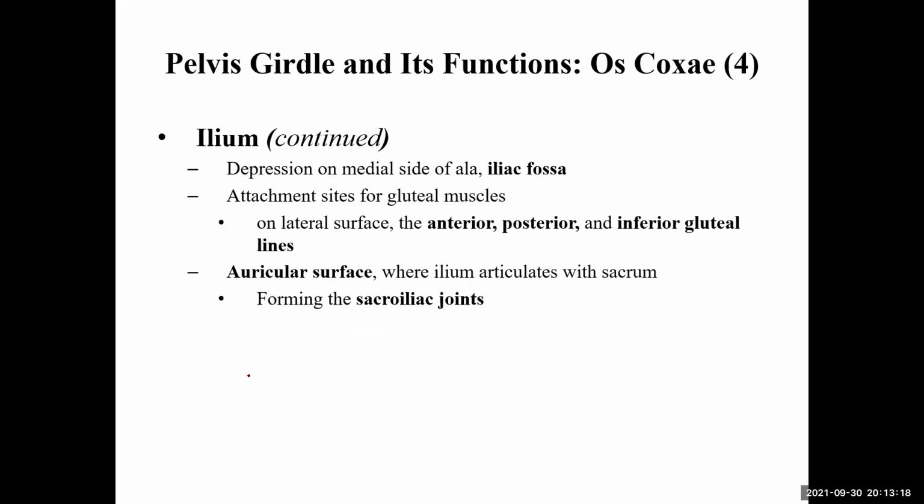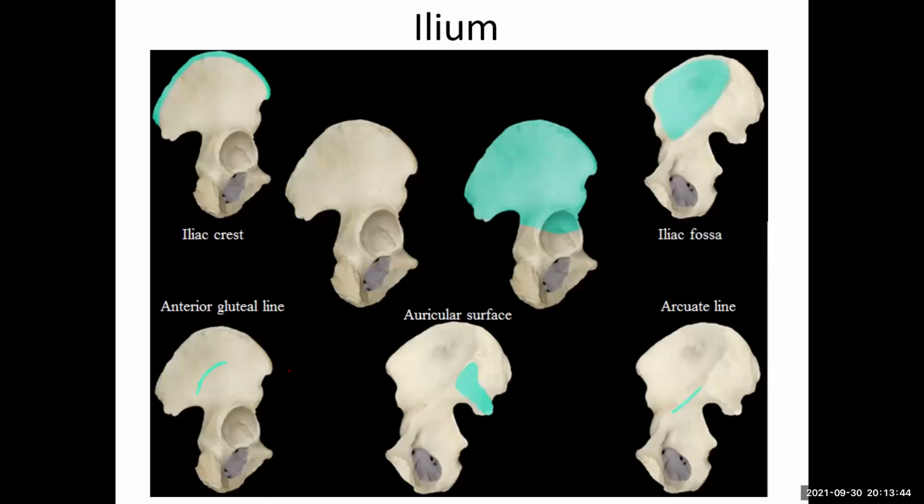On the medial side of the ilium, you're going to have a structure called the iliac fossa, and that is where we'll see some gluteal muscles attach, some of the muscles of your rear end. We'll also see an auricular surface there, and that is going to articulate with the sacrum to make your sacroiliac joints. So here's the iliac fossa right here. Then we have our auricular surface that articulates with the sacrum to make the sacroiliac joint.